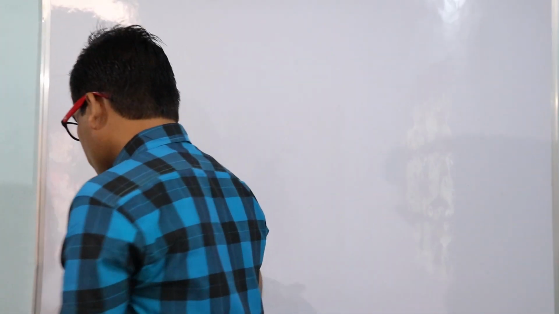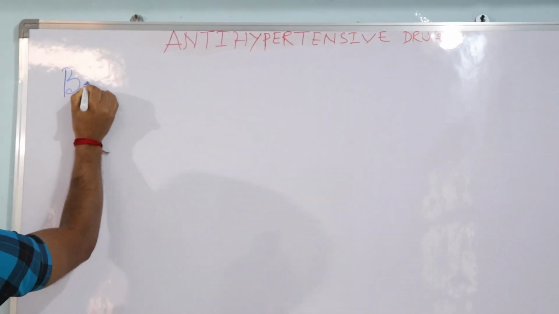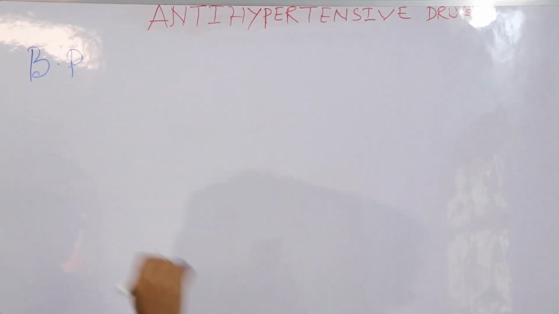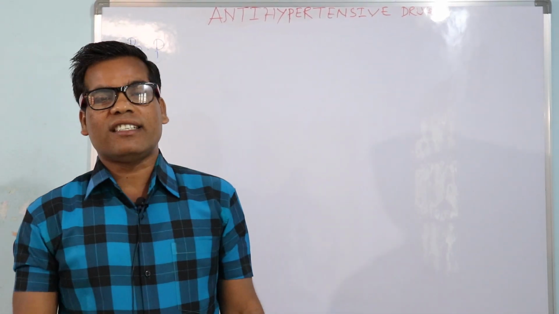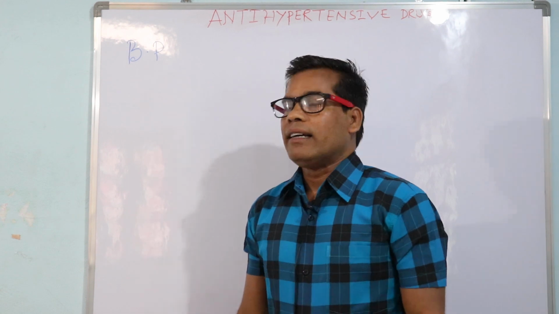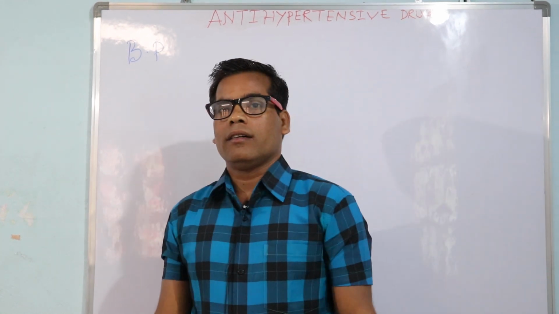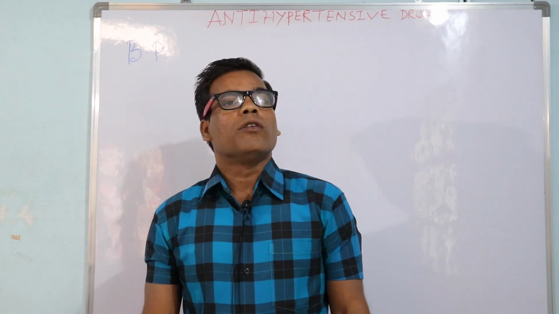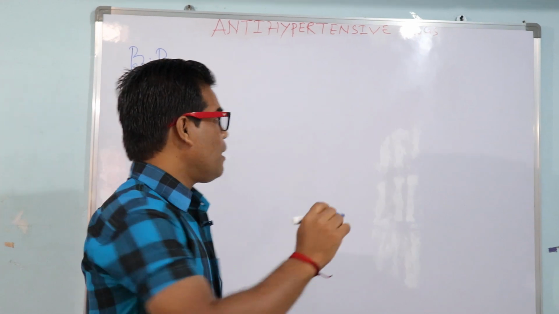So first of all, we should decide what is BP. BP is nothing but blood pressure. So what is blood pressure? Blood pressure is defined as the lateral pressure exerted by the blood on the vessel wall when it flows through it. So what does it mean, lateral pressure?